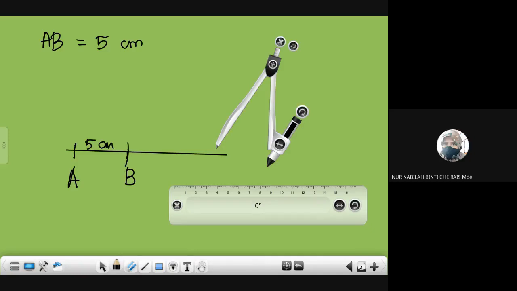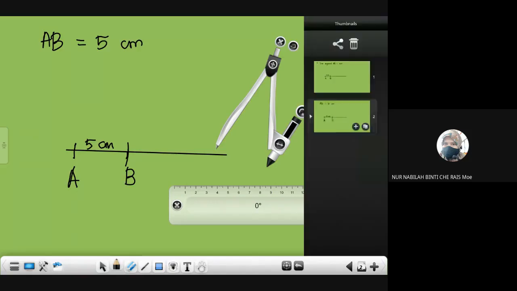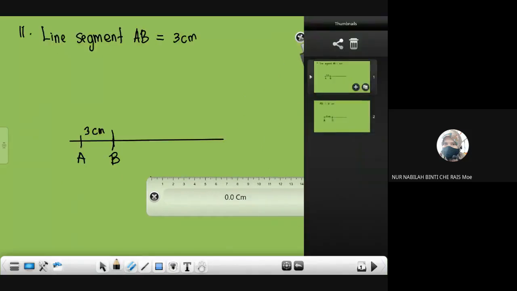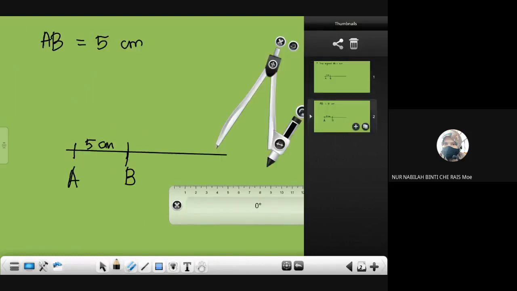Any problem? Can you draw that one? This is the first one, 3 cm, and then this is your second one, 5 cm. Any problem? Number 11A, B? No problem, teacher. Okay, if no problem, we go to the next one.